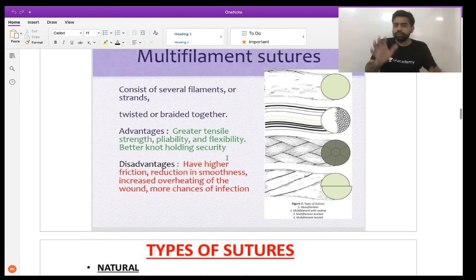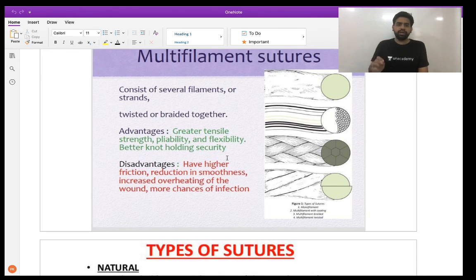This is about the monofilament suture. Now let us talk about the multifilament suture. What is the advantage of a multifilament suture? It has a greater tensile strength, because in the monofilament suture you had only one kind of filament. Here you have multiple filaments, so the tensile strength of the suture increases. It is also more pliable, so you can twist and turn this multifilament suture in a better fashion. Okay, it is flexible, that is all fine.